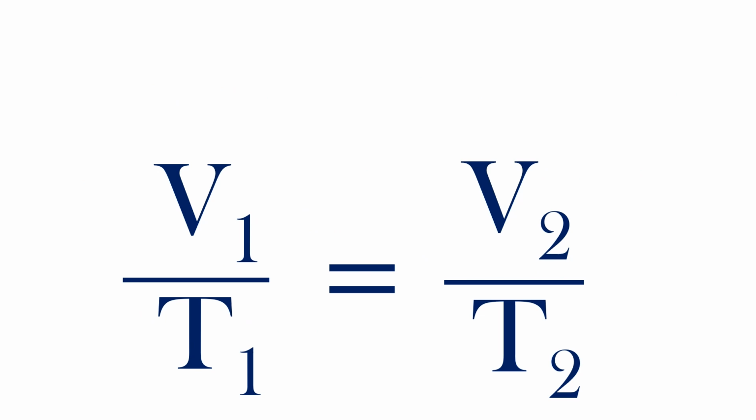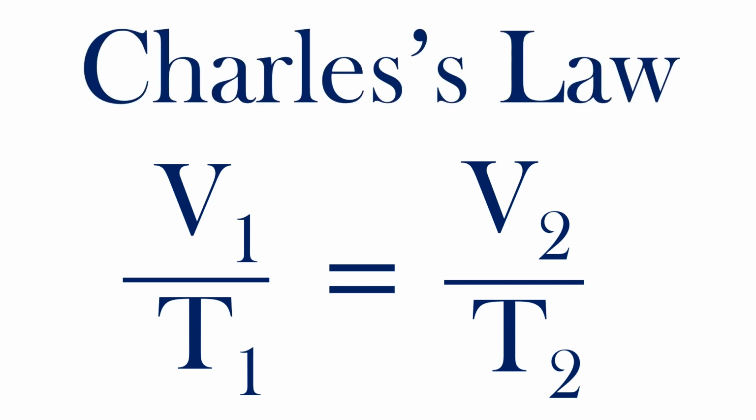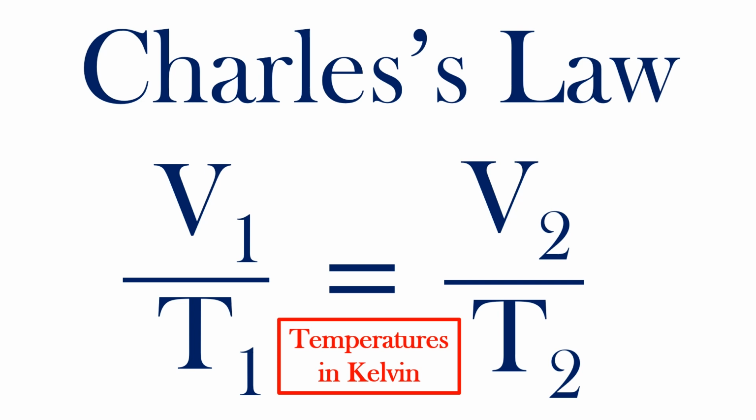This ratio must always be constant. Thus, if there's a change in the volume or temperature, the ratio must remain constant. This is called Charles's law. Also of note, the law is true for temperature in Kelvin.